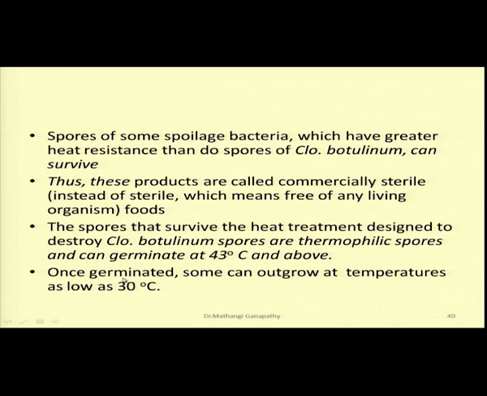The spores that survive the heat treatment designed to destroy Clostridium botulinum are thermophilic spores, and these can germinate at 43 degrees and above, and once germinated some can grow at temperatures as low as 30 degrees centigrade. So spores, as you know, are normally dormant, and if they are thermophilic spores, even when given a heat treatment beyond 43 to 45 degrees centigrade, the spores are still dormant, metabolically almost inactive, but they are still alive.